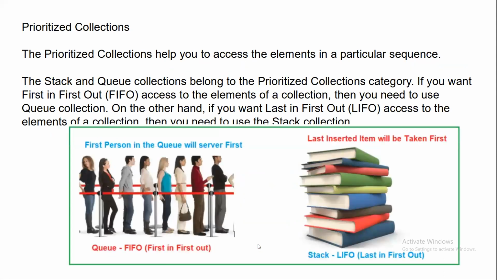Okay, and prioritized collections. As I mentioned, we have two different classes, queue and stack. Queue, as the name depicts, it is a queue. Whoever enters the queue first is the person who comes out first. And stack is LIFO, last in first out. Whoever kept the book at the top, the book which is kept at the later part, is the first book to retrieve. The last inserted item will be taken first.